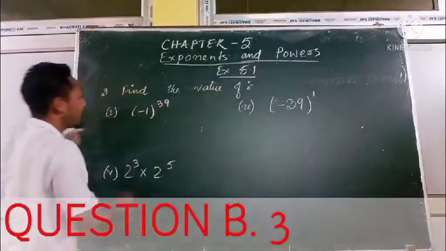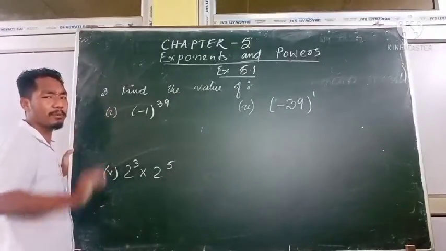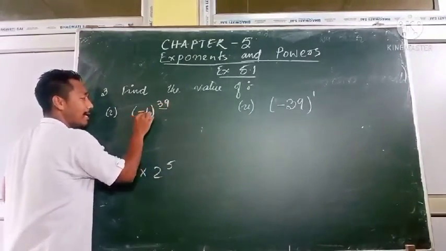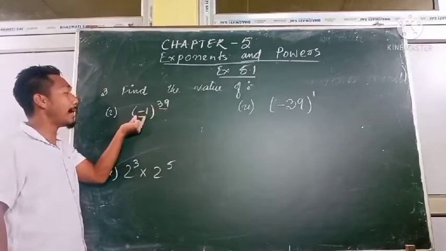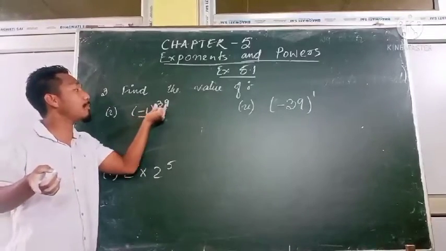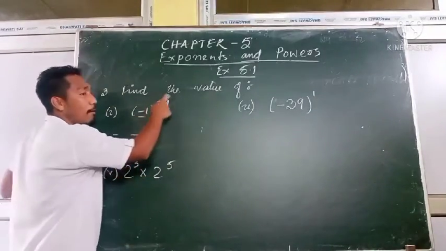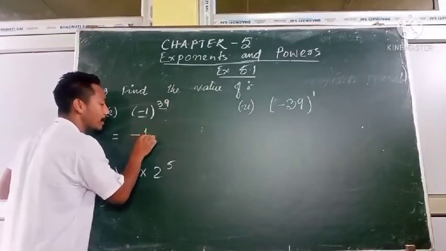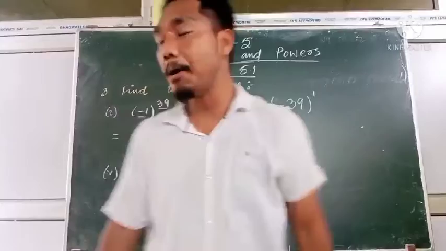Now this is question number 3. Find the values of number 1: minus 1 to the power 39. If you keep on multiplying 1 again and again, your answer will be 1 only. But here we have a minus, that is a negative number, and here we have an odd number. In the previous video we explained that minus to the power odd means your answer will always be negative, that is minus. And 1 to the power 39, 39 times if you multiply, your answer will be minus 1 only. That means you have to multiply minus 1 39 times.